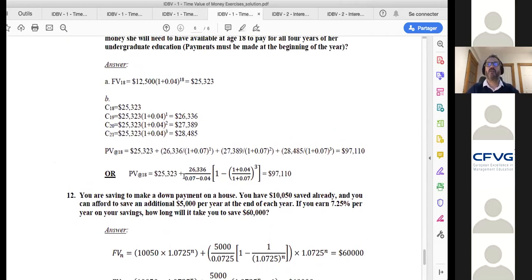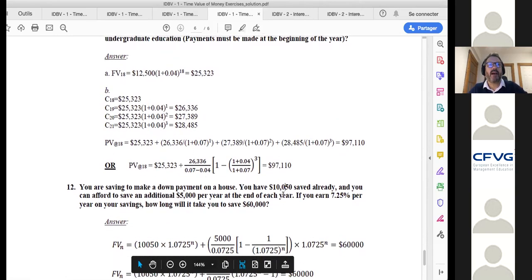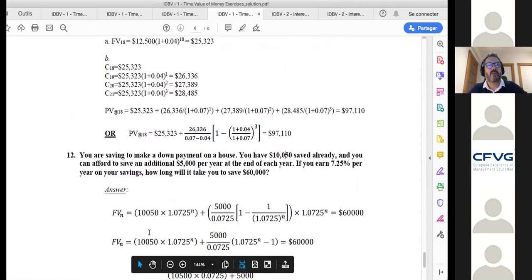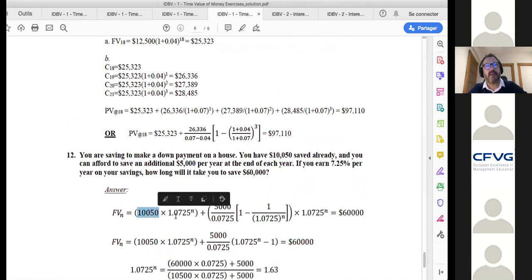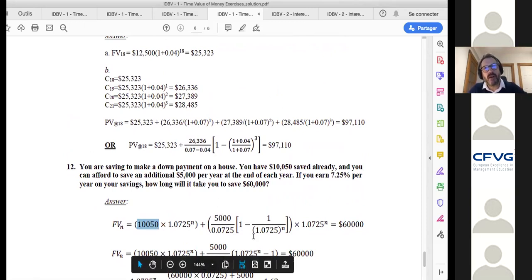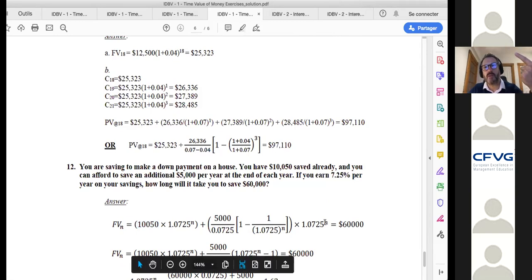Yes, so actually I show a part of the answer. We have this formula that we can say: the future value is the amount we have already, times 1 plus the rate, exponent the number of years we will need to be able to save this money, plus the future value of the constant annuity of 5,000 each year that we have to pay during a number of years we don't know.